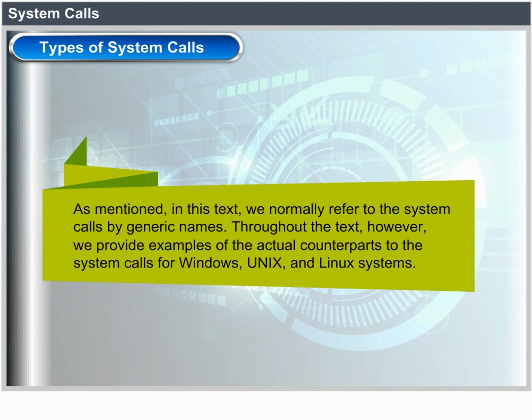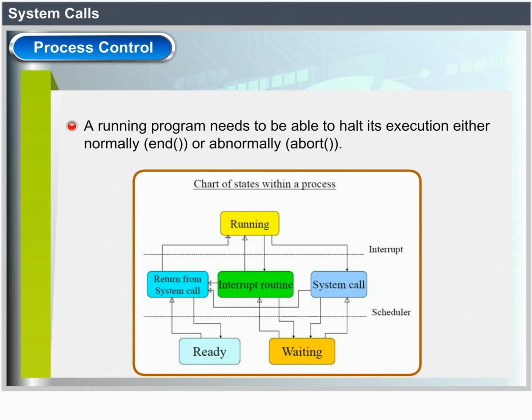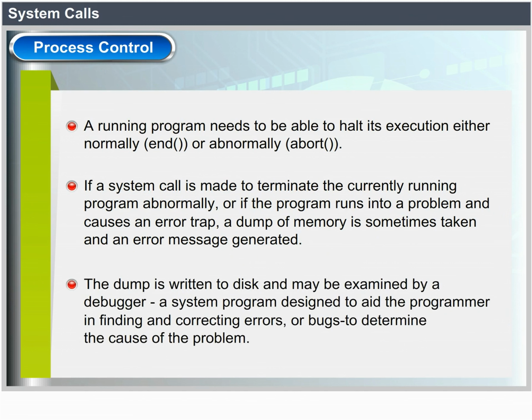Process control: a running program needs to be able to halt its execution either normally, end function, or abnormally, abort function. If a system call is made to terminate the currently running program abnormally, or if the program runs into a problem and causes an error trap, a dump of memory is sometimes taken and an error message generated. The dump is written to disk and may be examined by a debugger, a system program designed to aid the programmer in finding and correcting errors or bugs to determine the cause of the problem.